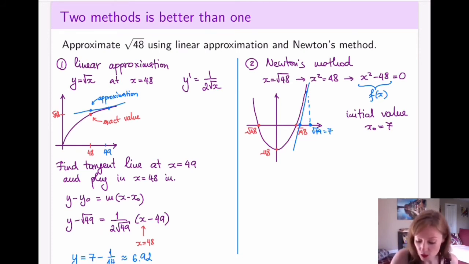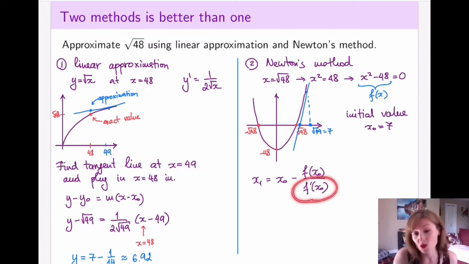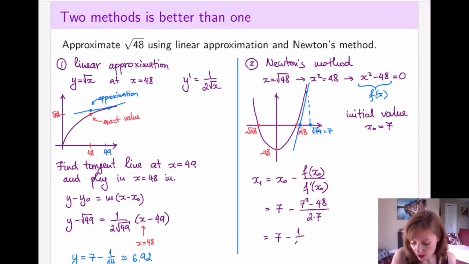Okay, now using the formula that we've derived, the formula claimed that x1 was x naught minus f of x naught over f prime of x naught. So notice too that here I'm also going to have to compute the derivative of my function. My function is x squared minus 48, so the derivative is just 2x. So then the next step is to actually plug in my value for x naught, which is 7. So the function will be 7 squared minus 48, and the derivative is 2x, so 2 times 7. Calculating that out, I see that I'm getting 7 minus 1/14, which is approximately 6.92.